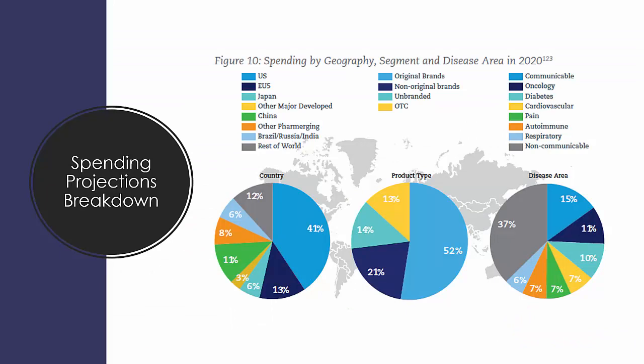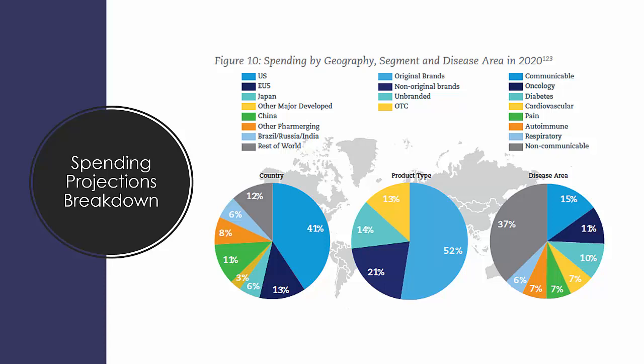Now we're looking at it in a little bit more detail, a higher resolution projection here, spending projections broken down based on region, product type, and then the disease area as well. The US, unsurprisingly perhaps, is the major market. It is a huge market for pharmaceutical innovation. And as we'll see, it is unique in some other respects as well. Then you've got the EU, and you have the rest of the world at 12%. The other major market in this area is China, unsurprisingly also, given its huge growth rates over recent years.